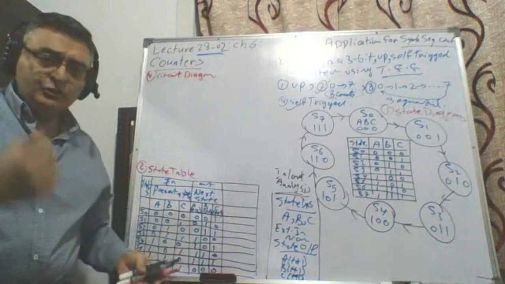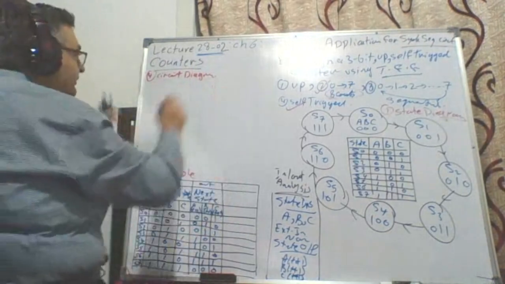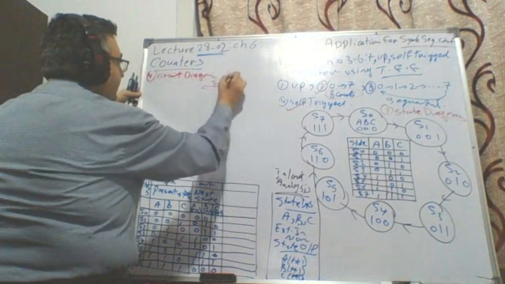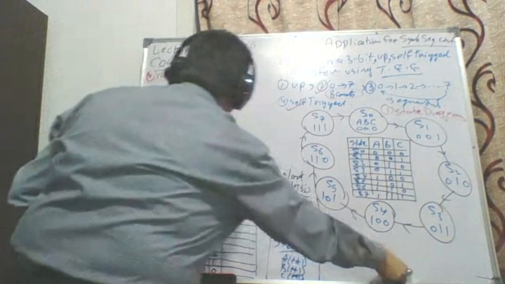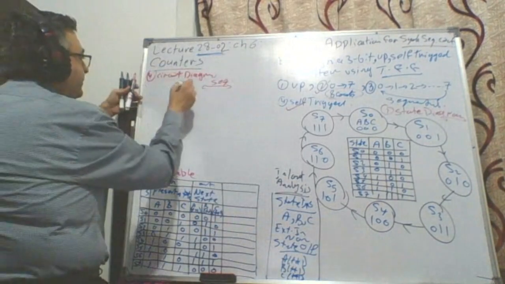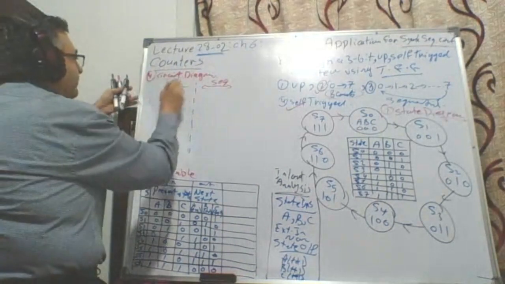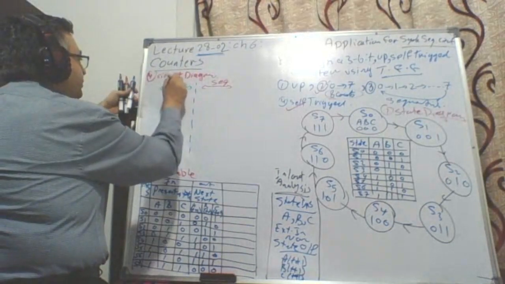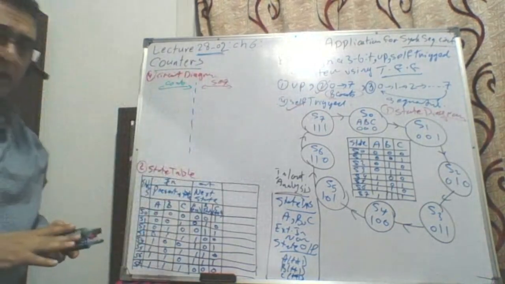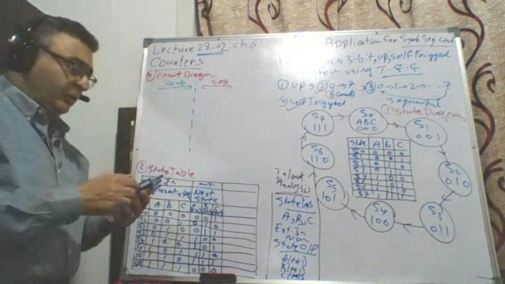Yes. Why? Circuit diagram is 2 components: sequential side and combinational side. Do we agree on this? We agreed on this before. The sequential side is already designed. Why? Because I know the number of flip-flops and I know the type of flip-flops.